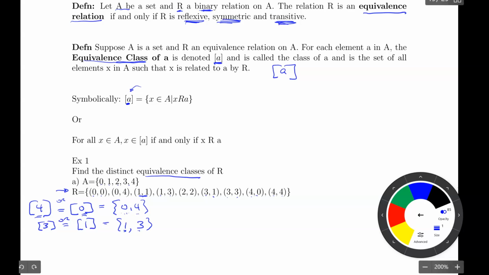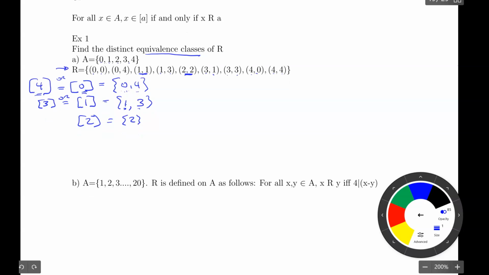So are there any other numbers in here? I see 0, 1, and 3 and 4. I don't see the number 2. So let's see what's happening with 2. Oh, 2 is just related to itself. So the equivalence class of 2 just has the number 2 in that set.